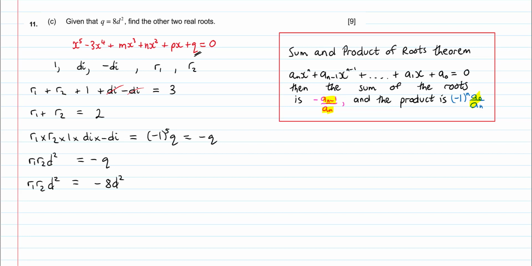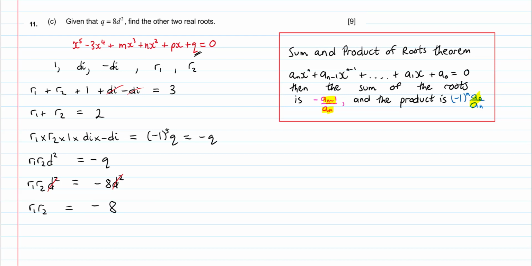And now we can cancel the d's, because we're assuming d is not 0, because we're told that di is a root and it is imaginary. So if we've got an imaginary number, well, then the imaginary part is not going to be equal to 0. So we'll cancel these d squareds there, and then we get R1 times R2 is equal to negative 8.